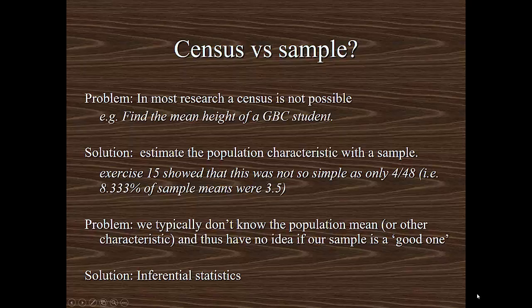Or other characteristic, it could be a proportion, it could be a difference between means, it could be a relative risk, it could be a whole host of other measures. And thus we'd have no idea whether our sample is a good one or a bad one. The solution? Inferential statistics.